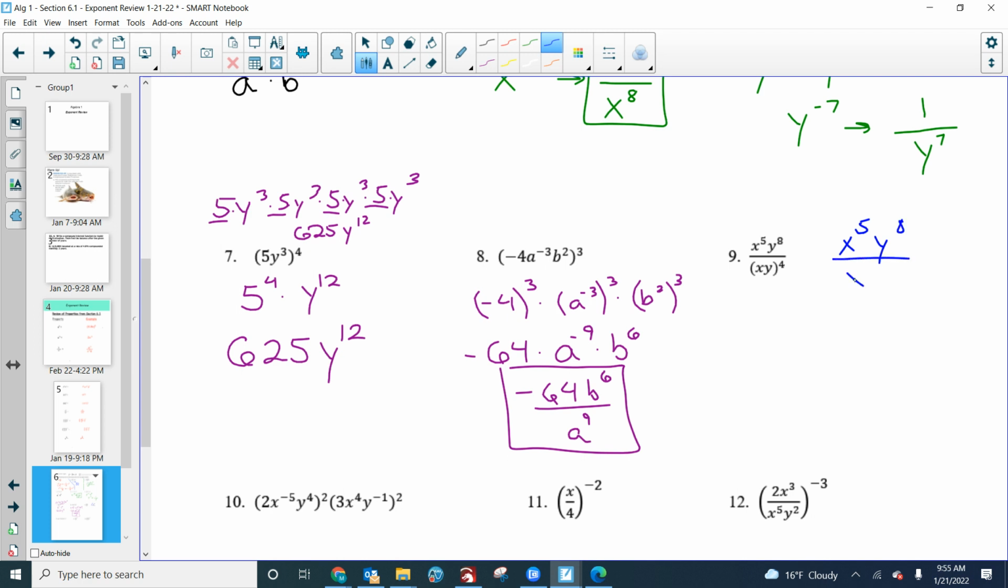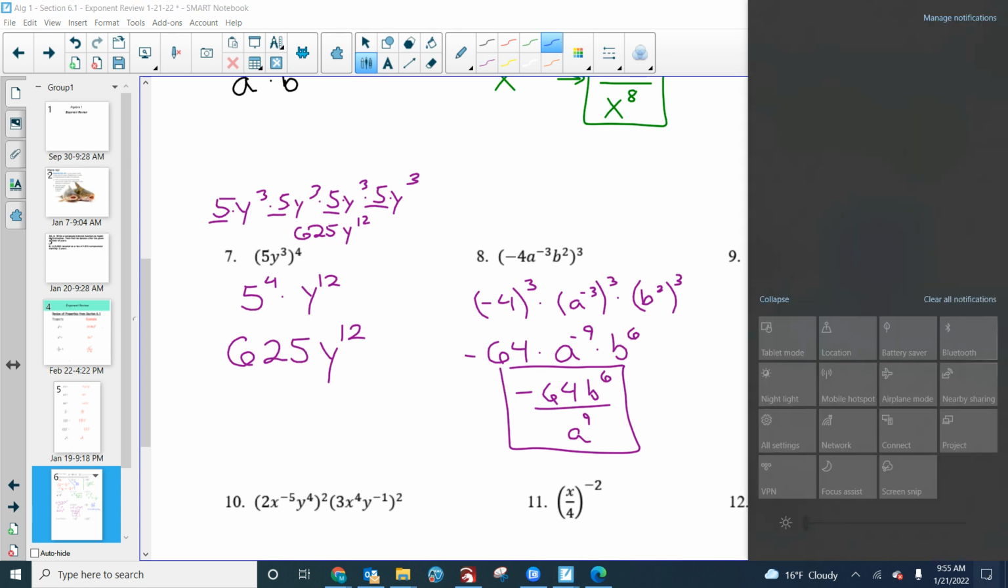Are you okay so far? Yep. All right. Can you reduce those at all? Nope. You confident with that? Oh, you're wrong. What is x to the fifth? X times x times x times x times x. Y to the eighth is y times y times y times y, 1, 2, 3, 4, 5, 6, 7.